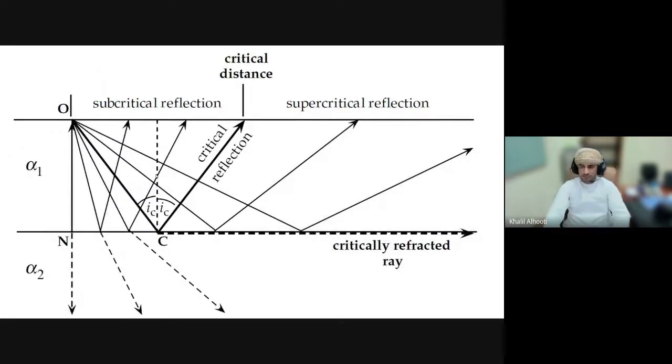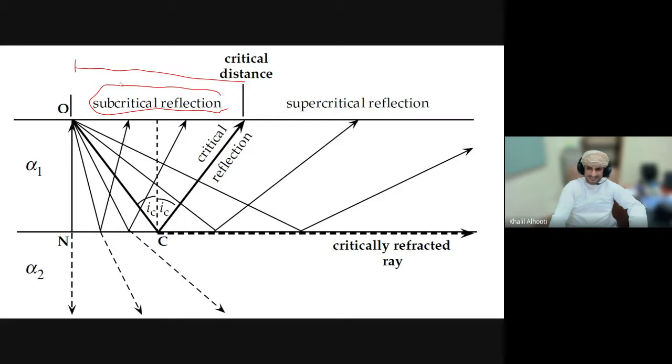So what happens to the energy? If a ray hits an interface at the critical angle, this is the critical angle, the energy is traveling in the second layer parallel to the interface. So before this angle, we call it subcritical. Before this angle or this distance, this is the distance, this is the angle. Critical distance is different than the critical angle. Distance is measured in meters, whereas angles are measured in degrees.